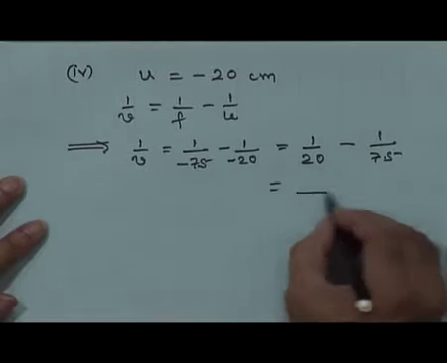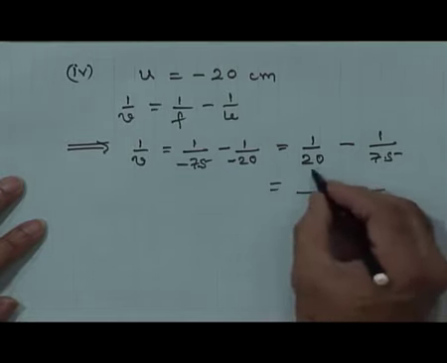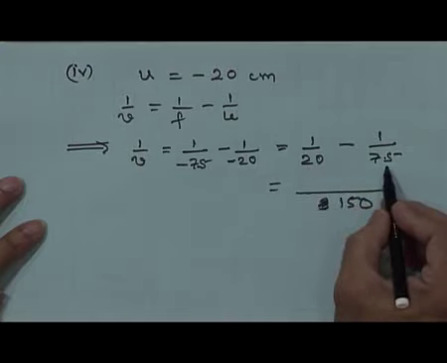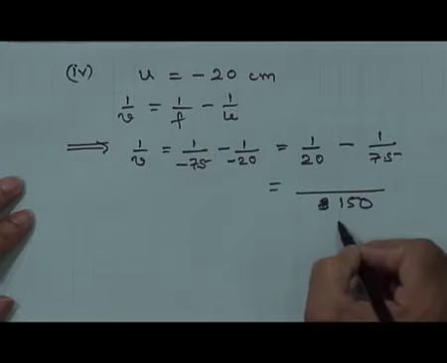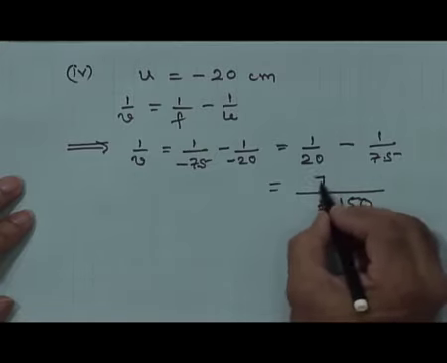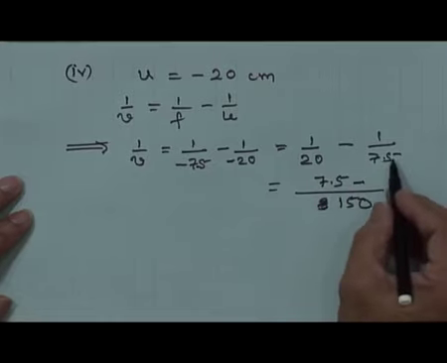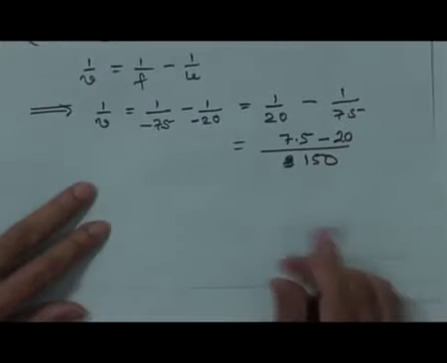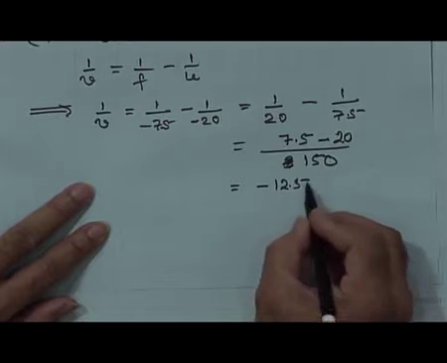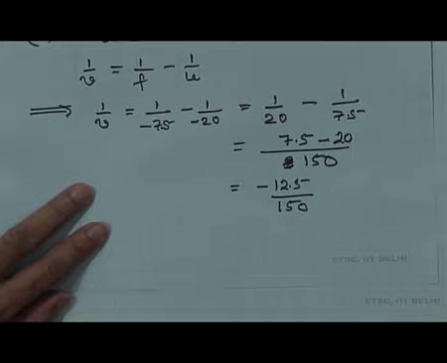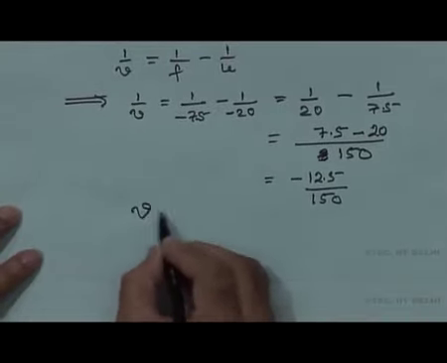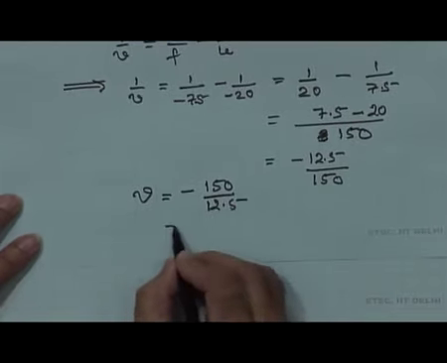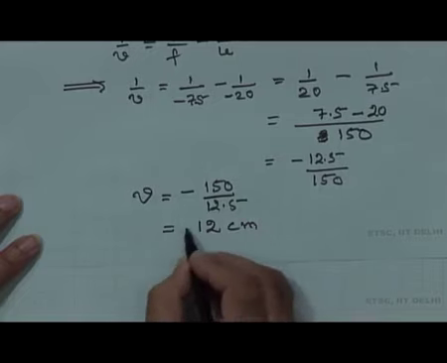So, that is equal to 20 into 7.5, which is nothing but 150. 7.5 goes 20 times in this, and 20 goes 7.5 times in this. So, we have 7.5 minus 20, which is equal to minus 12.5 divided by 150, or v is equal to minus 150 divided by 12.5, which is equal to minus 12 centimeters.